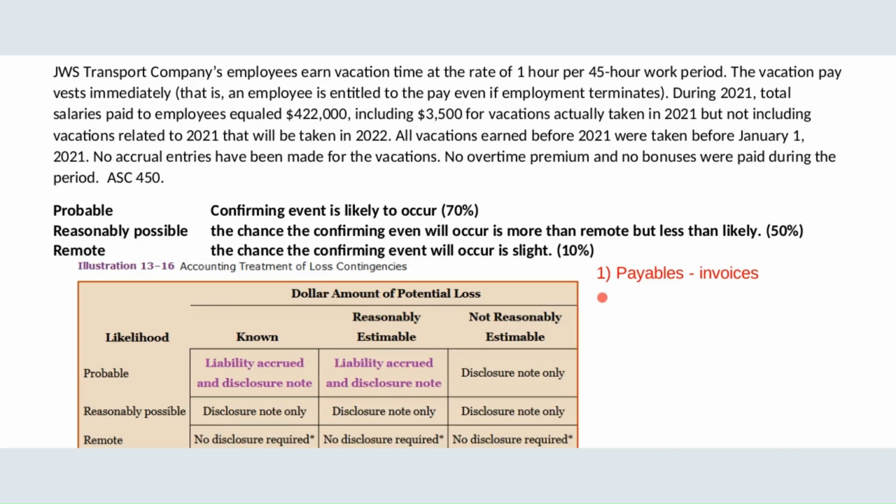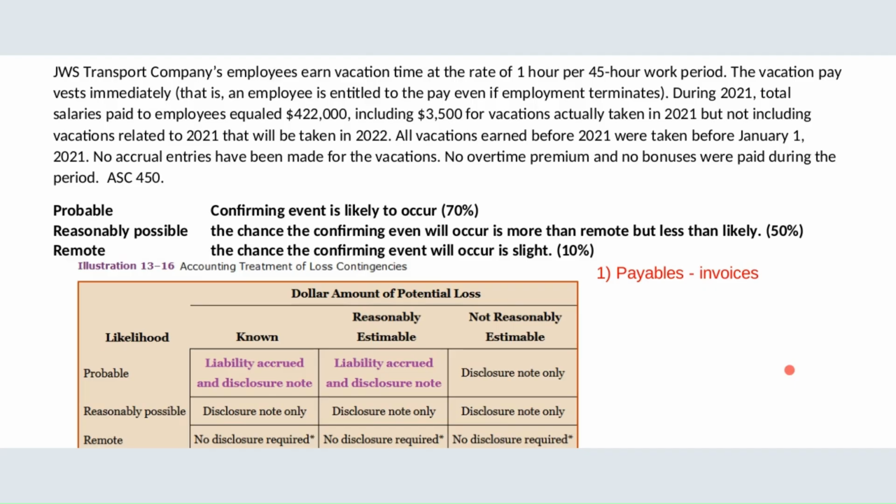So we have payables, which are based on invoices. For example, we purchase merchandise on credit, so we're going to have an accounts payable. The vendor is going to send us an invoice for that. Or we may have received a bill for the power, or a bill for any other expenses we may have. And so we have payables that are based on invoices, right?